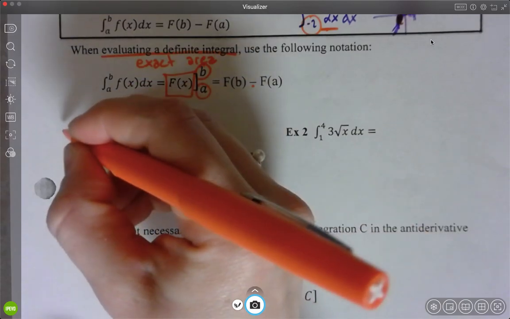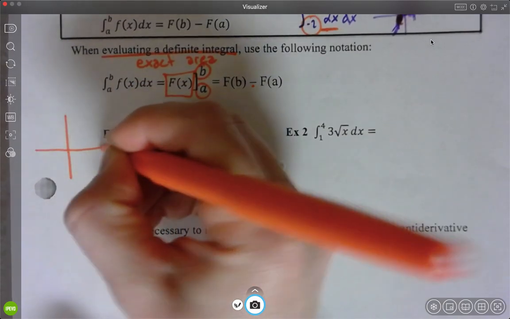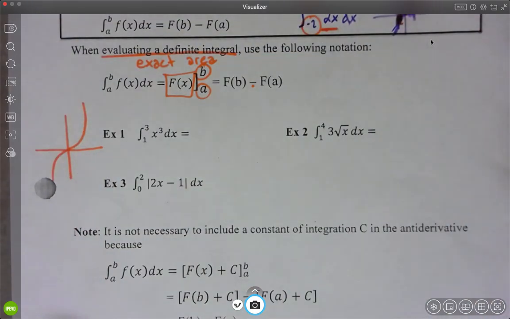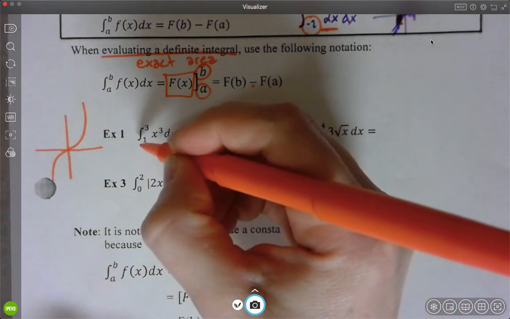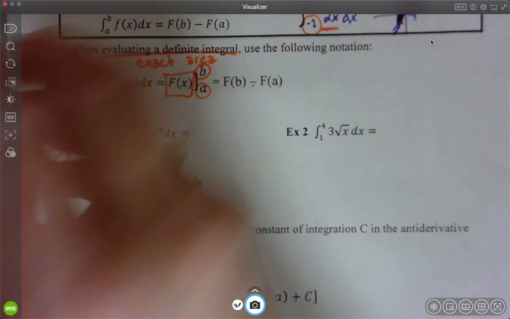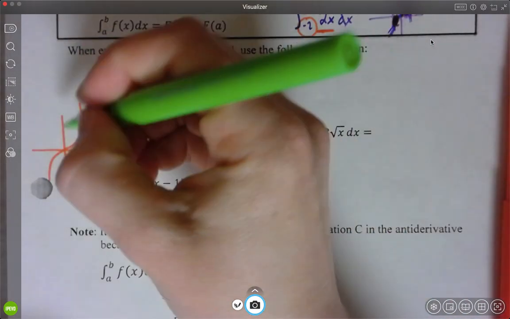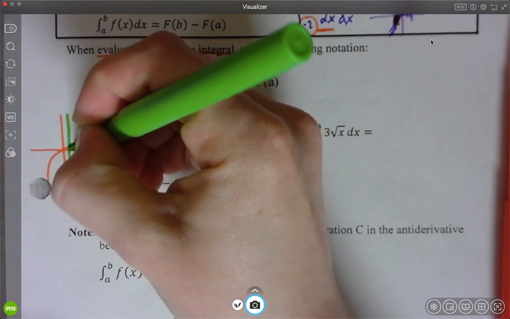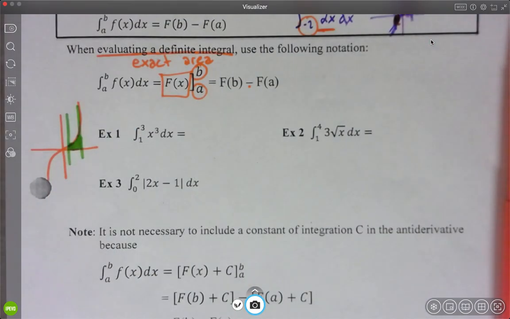I'm going to draw this just so we can get an idea of what we're doing here. x to the third power is going to be something that looks like this, and they want us to go just from 1 to 3. So basically I'm sectioning them off at 1 here and at 3 here, and I'm trying to find this area underneath that curve from 1 to 3.